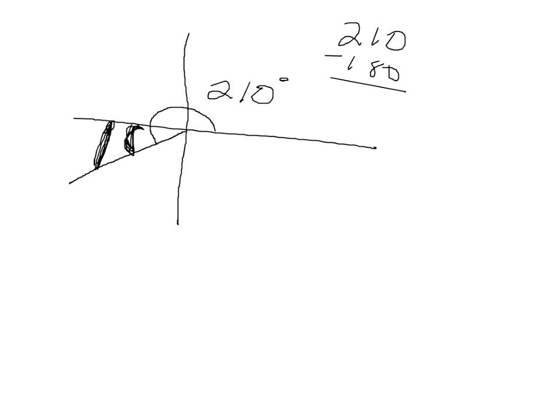Okay, let's look at 210 degrees. All right, so this is going to go to the negative x-axis. So I need this angle. Okay, so I have 180 here. So 210 minus 180, that's how much that is. And that is 30 degrees. So the first quadrant reference angle is 30 degrees.